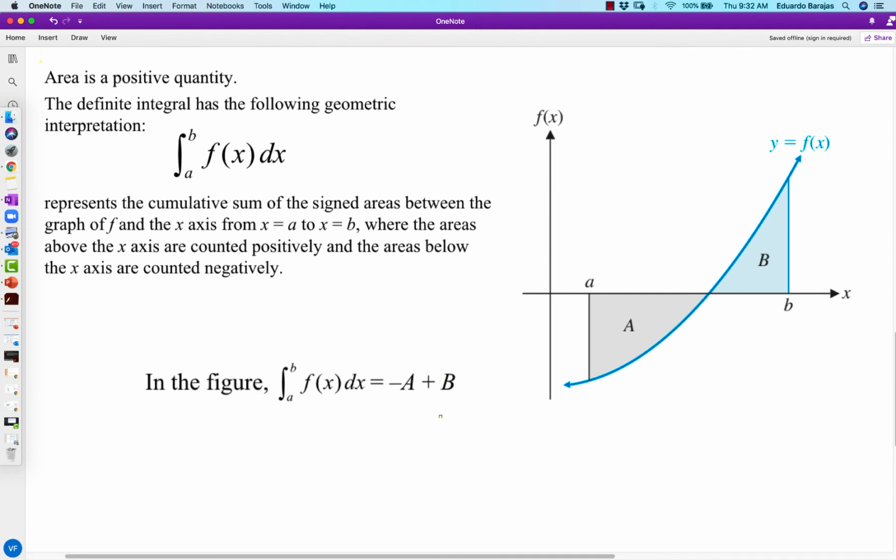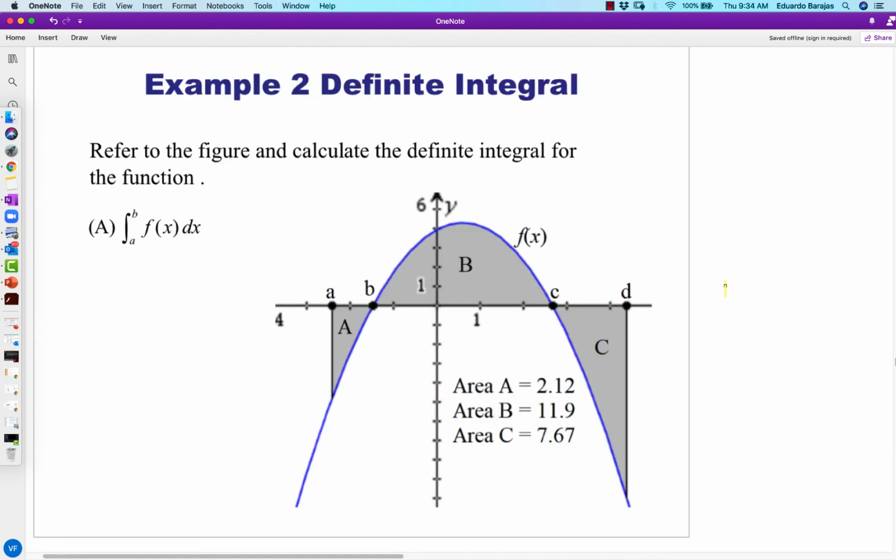So the answer might be a negative, right? From the picture, it looks like this area in gray might be a little bit bigger than the one in blue, or it might be 0 if they are equal to each other. Maybe they kind of cancel out and we get the answer to the integral is 0. Let's look at an example.